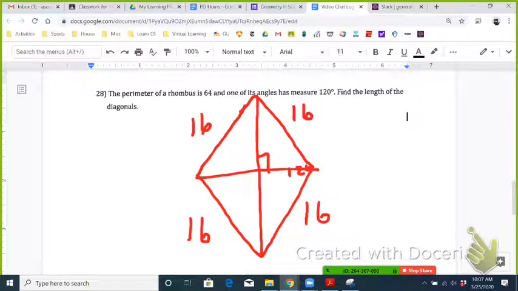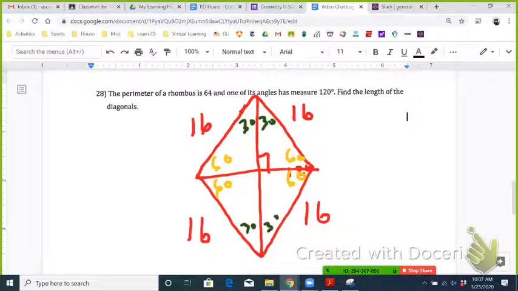So that means that these angles here would each be 60, and the other angles formed by the rhombus and the diagonals would be 30. So we have a bunch of 30-60-90 triangles here.